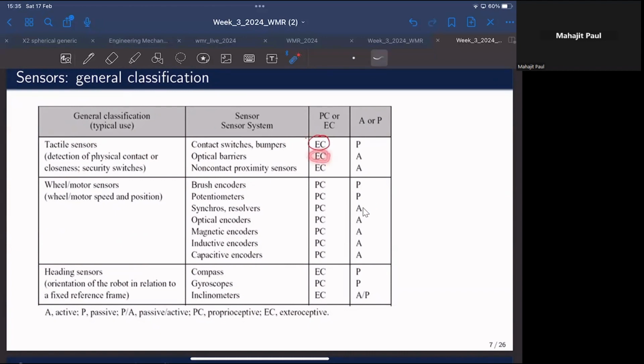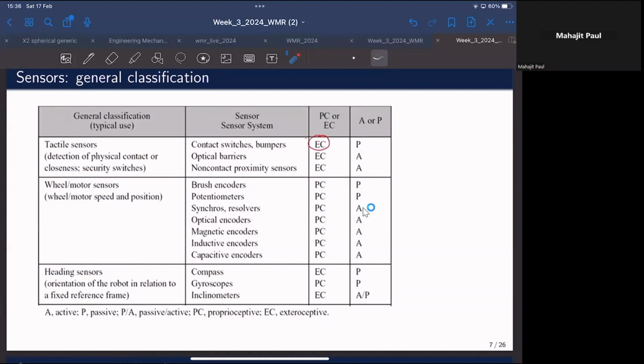And since you have to provide some sort of energy, like it's an optical barrier, so it has to emit some sort of light energy or some sort of energy, it has to be an active sensor. And similar in the case of non-proximity sensors, for example, ultrasonic sensors. So it does not have to be in contact with any bodies.